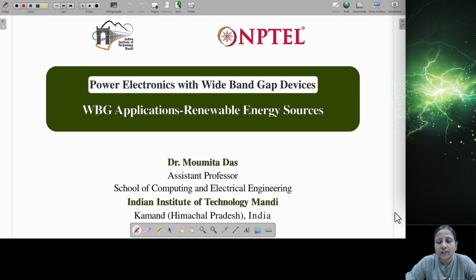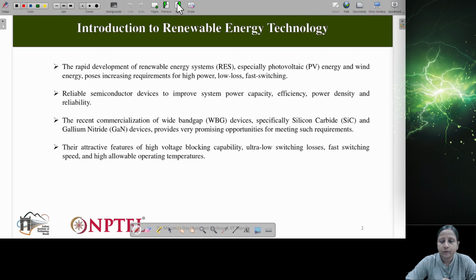Now when we consider renewable energy sources, the first thing that comes to our mind is solar PV or wind, right? Obviously, one of the important things for these applications is that they are expected to have a high power density system, high efficiency, and low power loss. These are the properties needed from the power converter, right?